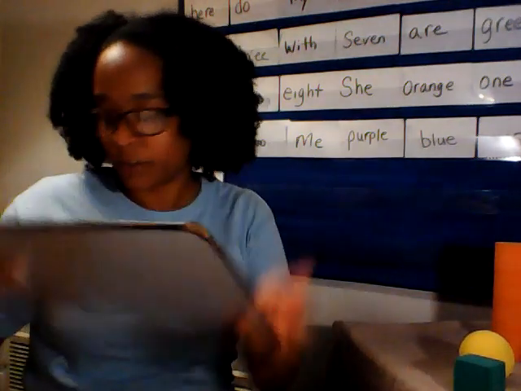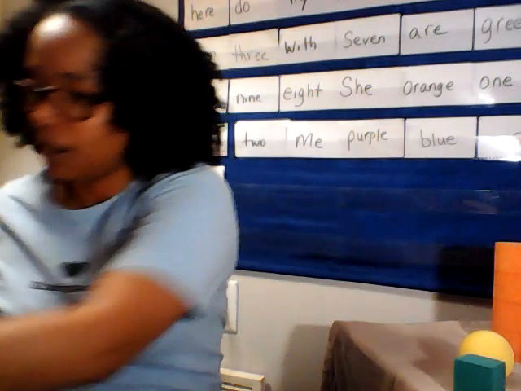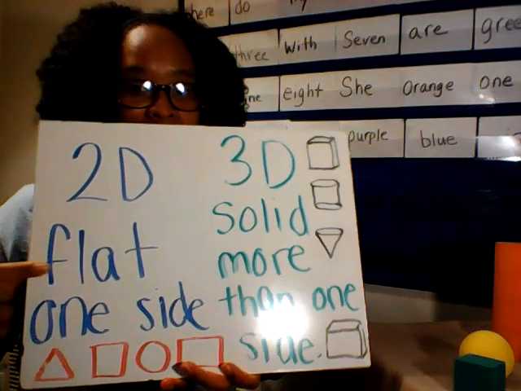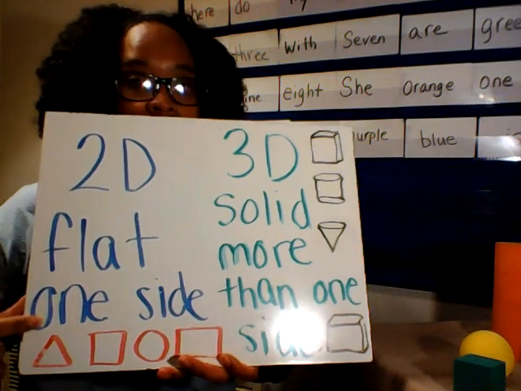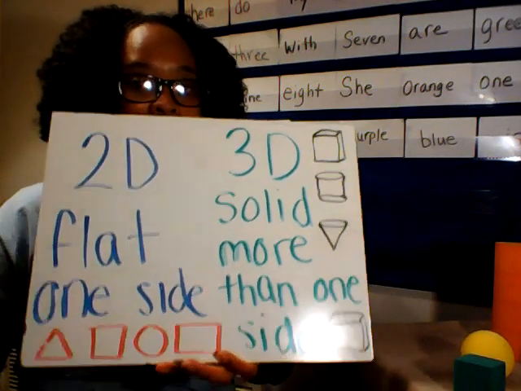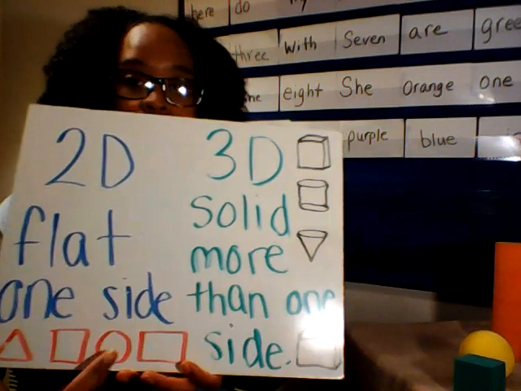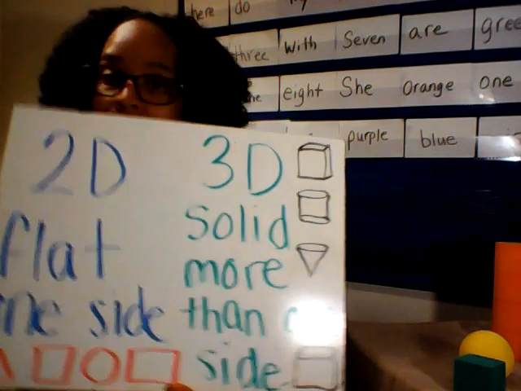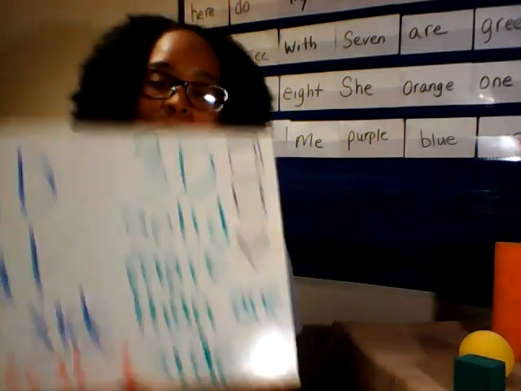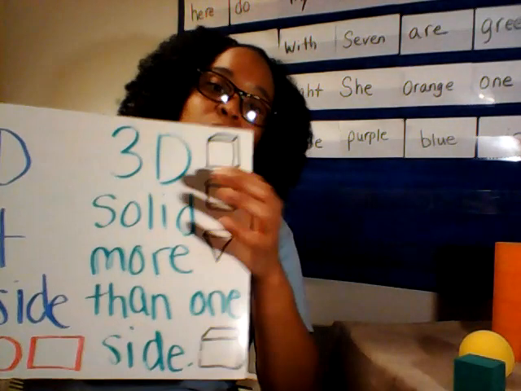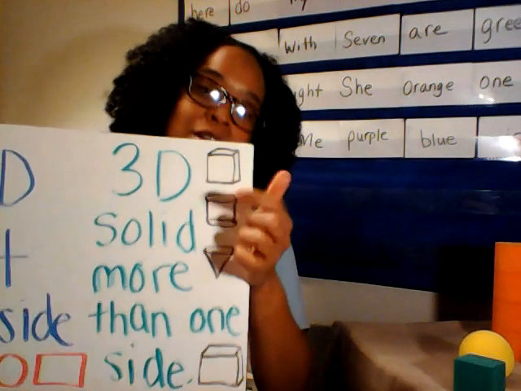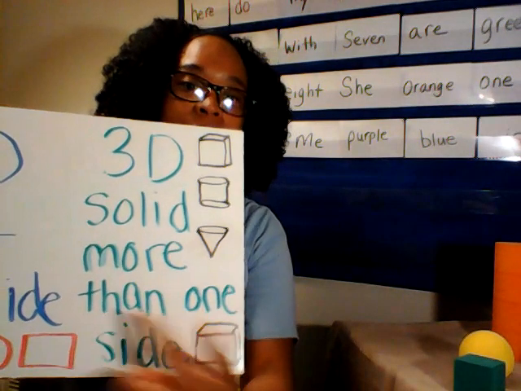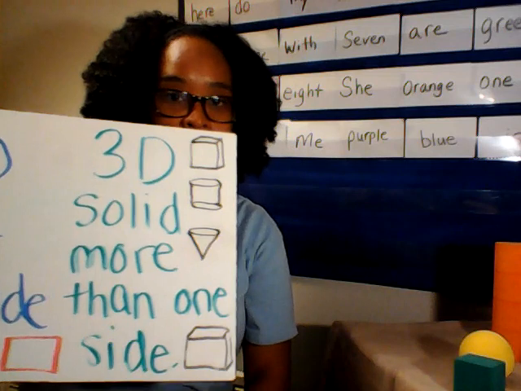Now again, just to review. Our two-dimensional or 2D shapes are flat and you can only see one side. Triangle, square, circle, rectangle, star, diamond, those are all 2D shapes. Our 3D or three-dimensional shapes are solid and you can see more than one side.